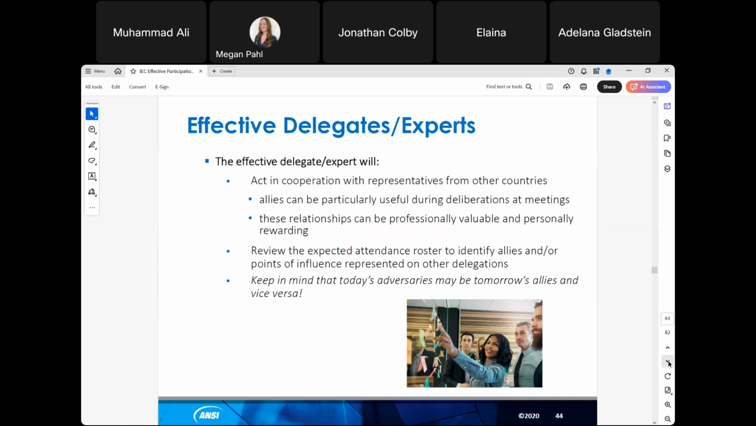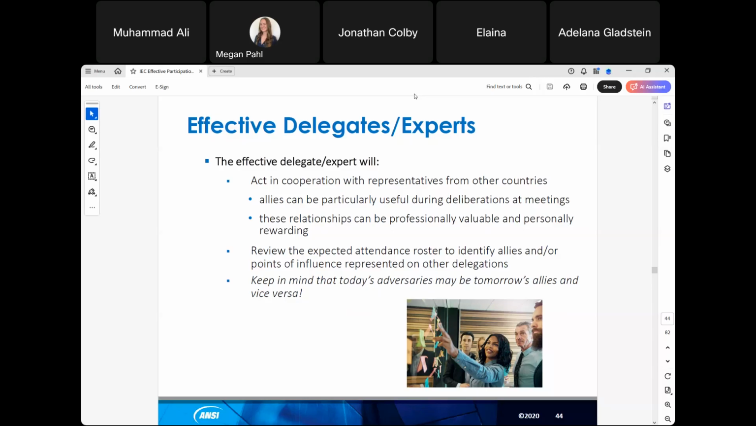So, effective delegates, which you will be if you've prepared in advance, act in cooperation with the representatives. You can use your allies very well during these meetings. Relationships can be very valuable to you personally, as well as professionally.